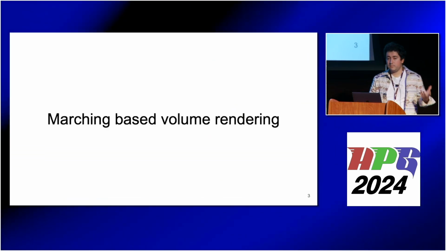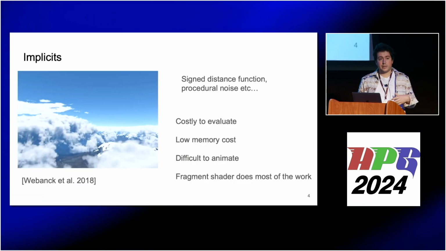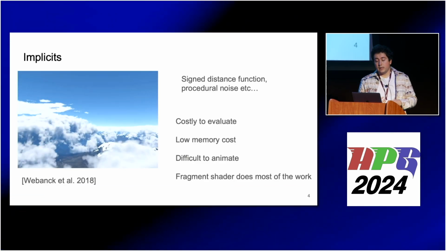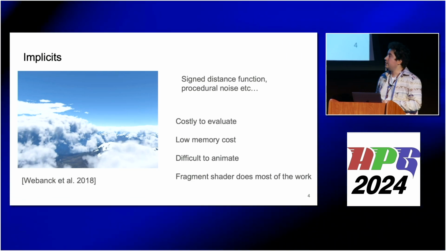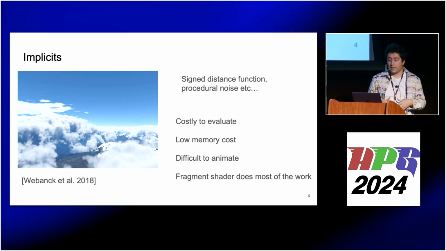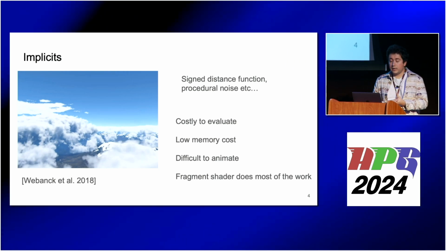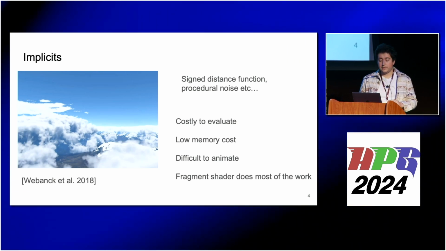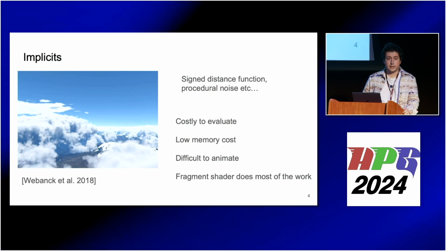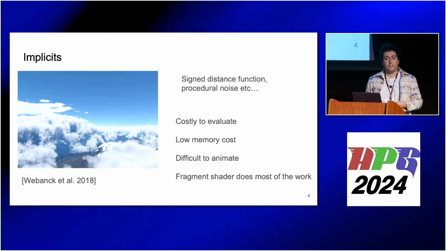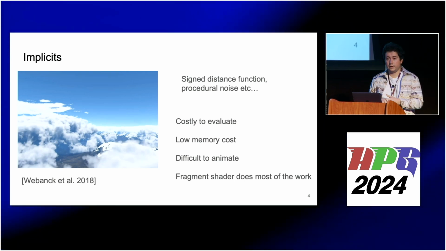One of them is marching. There are also many approaches to marching and representation of data. One of them is implicit surfaces. The idea is that you represent your surface by a function, a signed distance field, or procedural noise. It's usually quite costly to evaluate, but it has the advantage of having a very low memory cost, as the functions are typically easier to store than plain voxels or triangles.